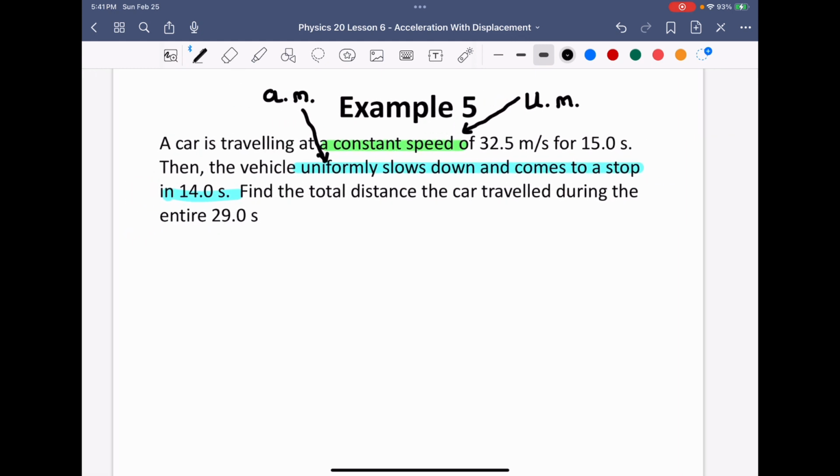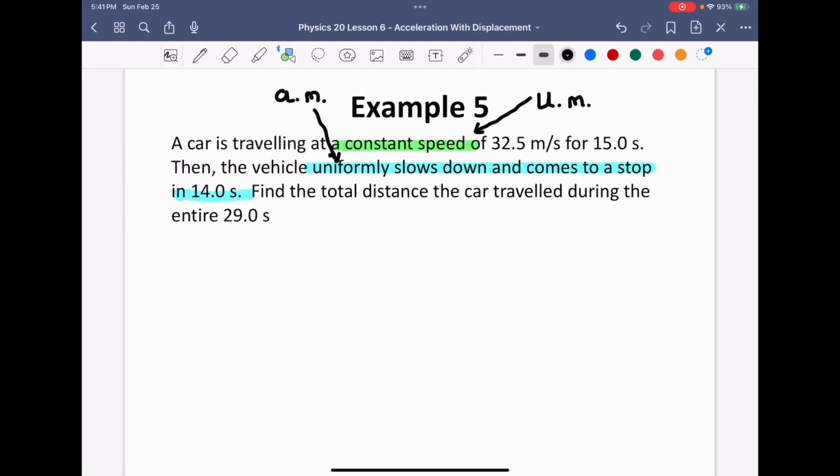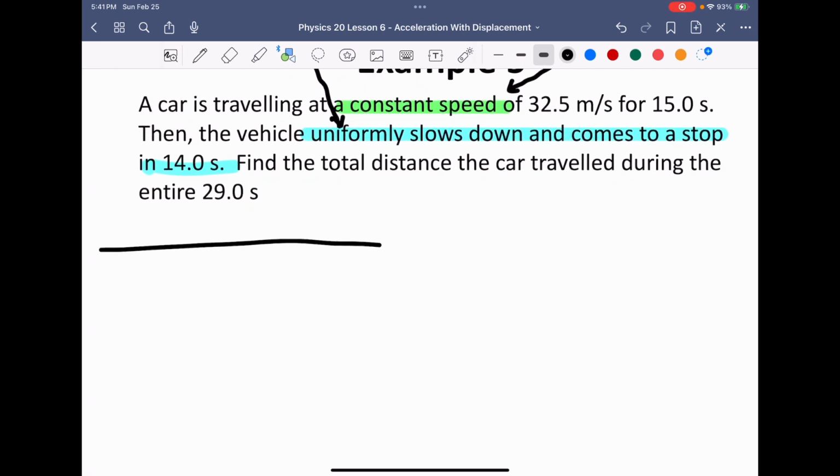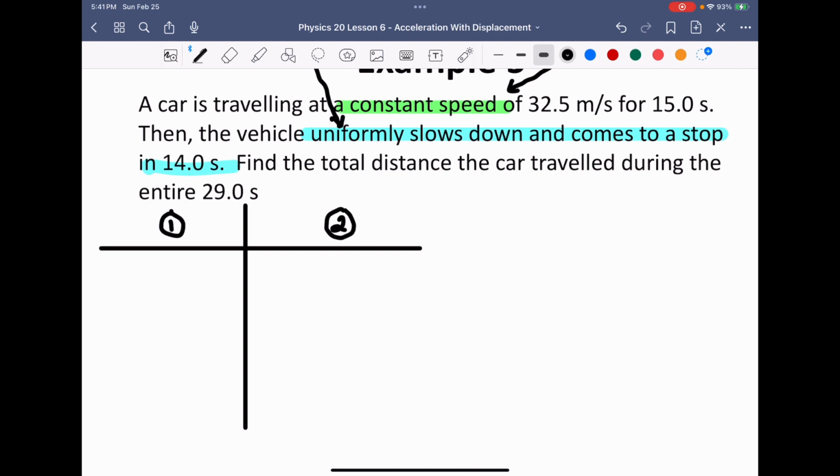Okay, we're going to break this into two intervals because there's constant speed and then there's something changing in the overall speed. So in the overall intervals, I want you to create a t-table where we have interval 1 here and we have interval 2 here. Under the constant speed, or the uniform motion section, the speed was 32.5 meters per second. The change in time was equal to 15.0 seconds. And then we're looking for how much distance did it cover in that area.